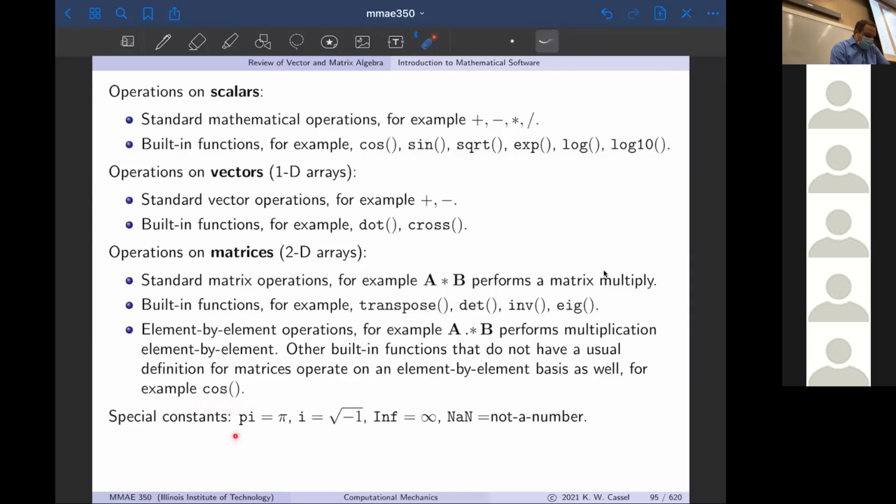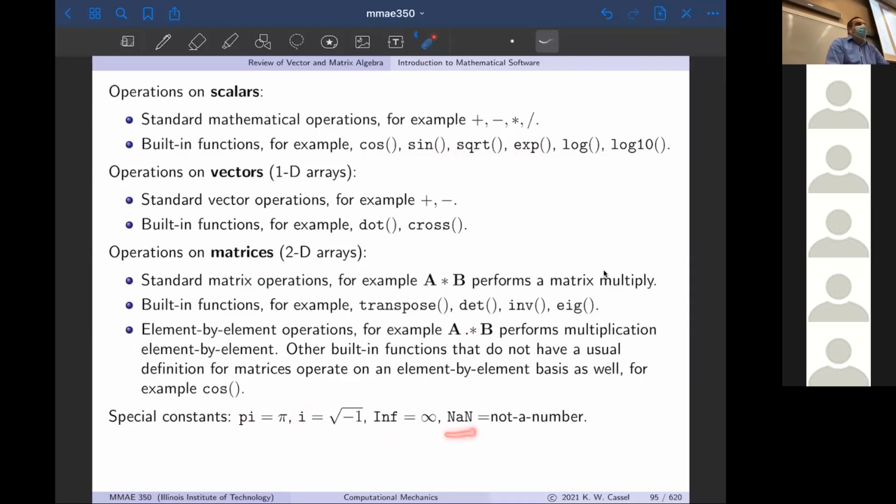Special constants. When you want pi, don't type in 3.14159. What you want is pi to machine precision. You want the most accurate, most precise value of pi that your computer and MATLAB can give you. So use the built-in function. You just type pi. I is the square root of -1. There's an infinity, INF. There's even NaN, which stands for not a number.